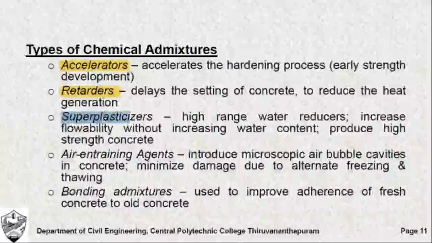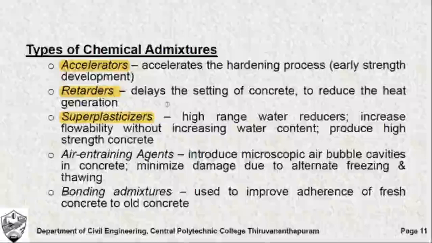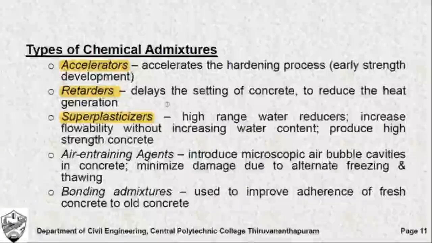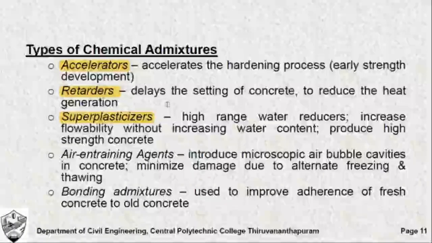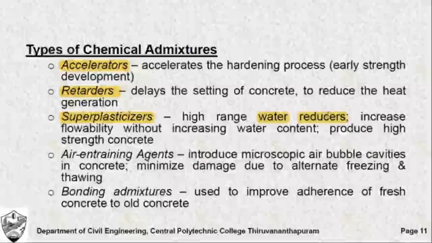Now, coming to superplasticizers, which is a very important admixture. As we already discussed, the presence of more water in concrete can result in reduced strength, but we cannot reduce water too much, because with the reduction of water, the workability of concrete will get compromised. So to prevent that, we use superplasticizers, which help in increasing the workability of concrete, but at the same time help to reduce water. So they are also known as water reducers. It helps to reduce water content, and at the same time it increases the workability or flowability of the mix.